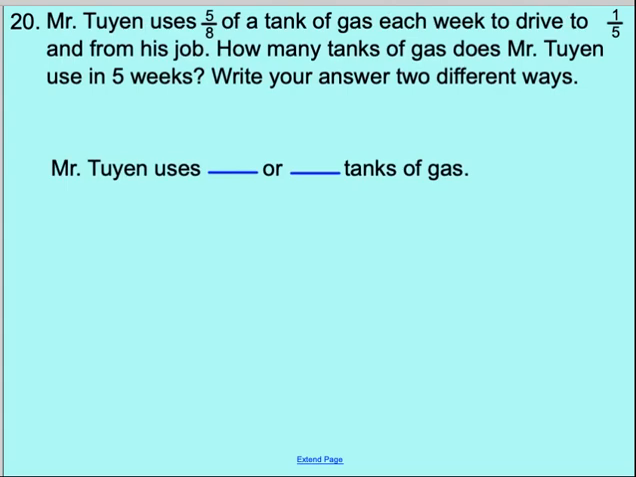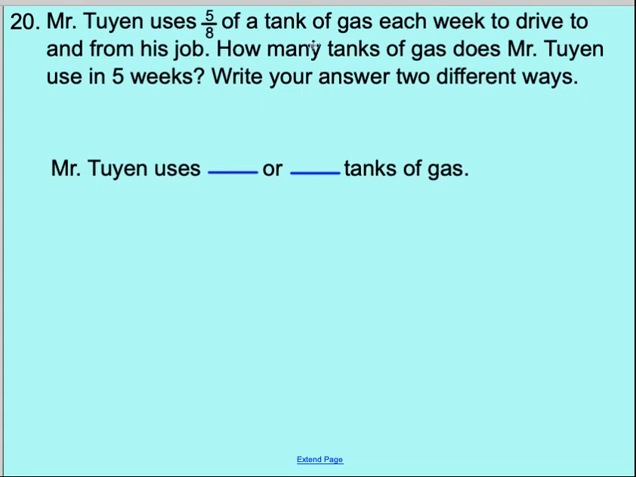Number 20. Mr. Twin uses 5/8 of a tank of gas each week to drive to and from his job. I shouldn't have this 1/5 right here, that threw me off. All right, Mr. Twin uses 5/8 of a tank of gas each week to drive to and from his job. How many tanks of gas does Mr. Twin use in 5 weeks? Write your answer 2 different ways.